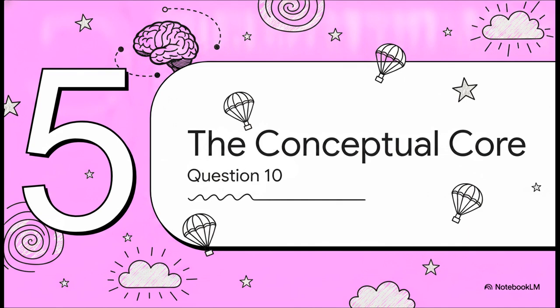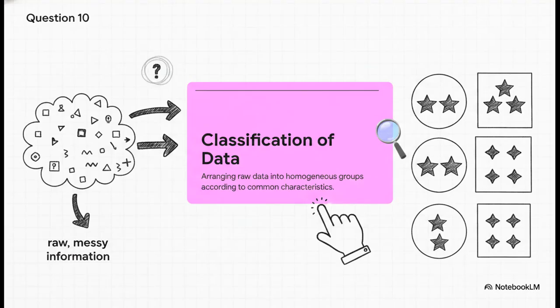And finally, Section 5, the conceptual core. Here we step away from the heavy calculations with question 10 to bring our math sprint to a calm landing. Question 10 steps back and just asks for the basic concept of classification of data in statistics. Notice how it's defined as the process of arranging raw, messy information into homogeneous, structured groups based on common characteristics. Honestly, that's exactly what we've done in this explainer today, right? We took a random exam paper and sorted it into digestible, thematic lessons.